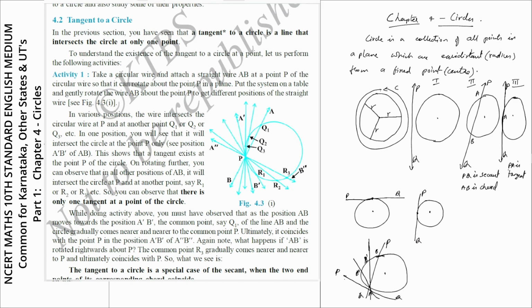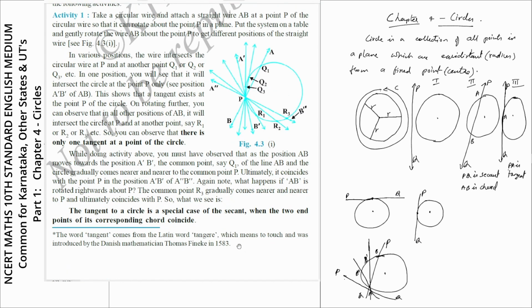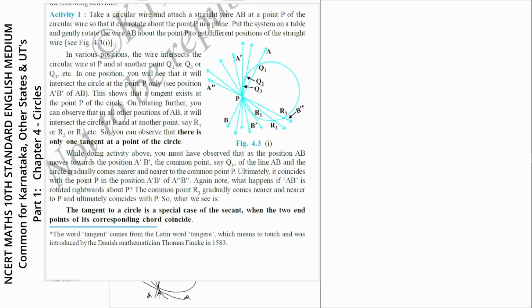In your textbook you can see, at the end of the page, the tangent to a circle is a special case of the secant when the two end points of its corresponding chord coincide. As I just explained, a tangent is a special case of a secant when two ends of its corresponding chord coincide. There are some activities given in your textbook. Go through them.